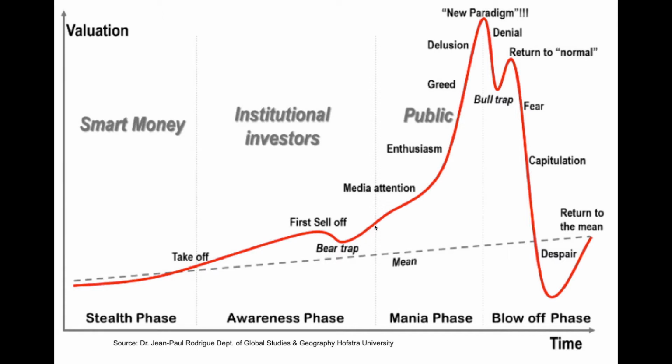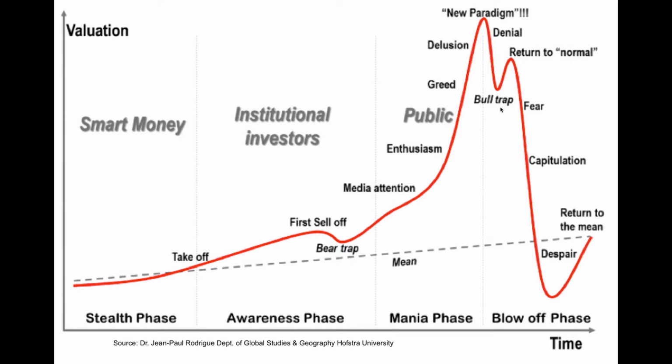As the markets begin to surpass the first highs of the first sell-off, we get some media attention getting involved, which means the public starts to become more aware of the takeoff of the bull market, at which point we enter the mania phase. In the mania phase, we have exponential growth in price of the market, at which point we reach greed, delusion, and what this chart likes to call a new paradigm, which is essentially a euphoric feeling at the top of the markets.